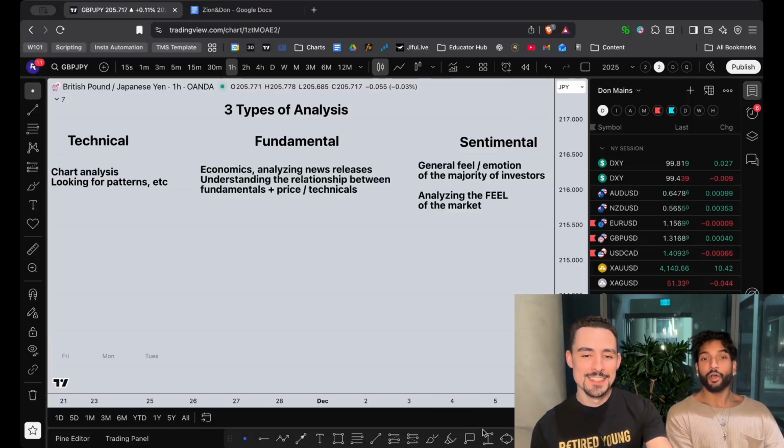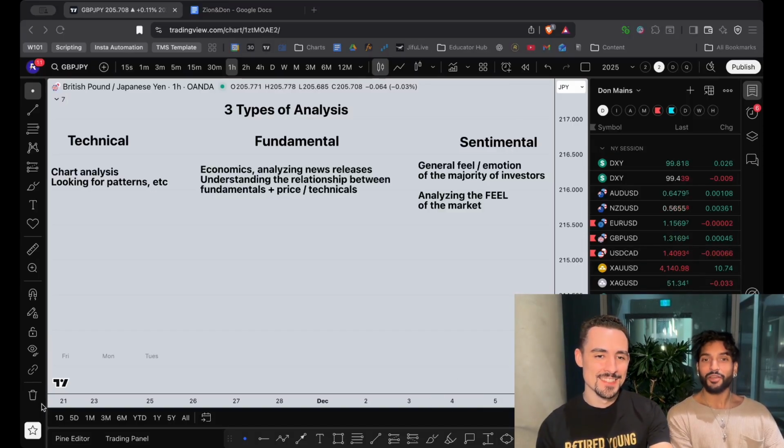And that would be all for the three types of analysis. We got technical analysis, fundamental, and sentimental. We hope that you understood and have a better idea of what these three types of analysis entail.